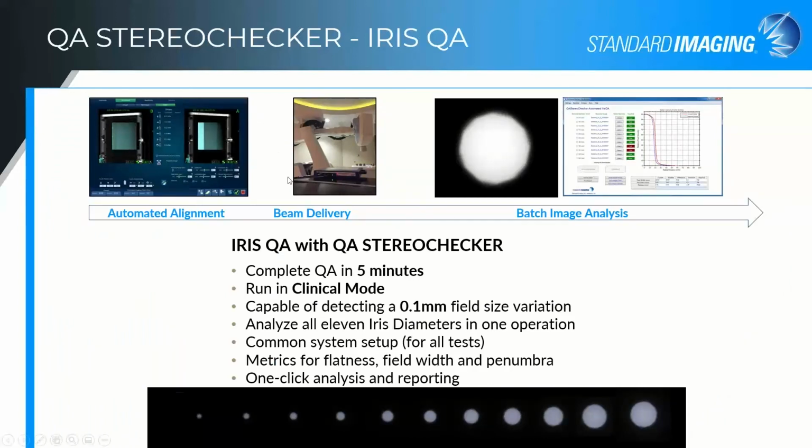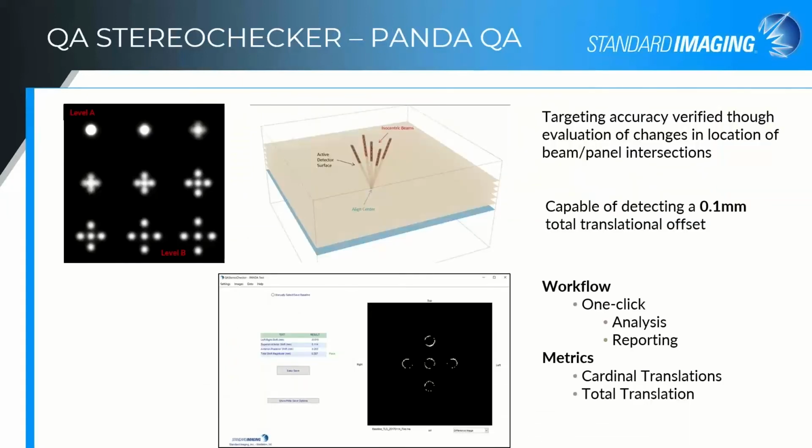So a little bit about the Iris QA. You can look at every one of the iris sizes in one delivery. Since we're collecting the images live with the panel, it can collect and perform the analysis and get you your results very quickly. I see I neglected to update screenshots. There should be new screenshots here for the updated version of the software, but it works quite seamlessly: you push the button, do your delivery, and it does all the analysis for you. You get your metrics for flatness, field width, penumbra, all of the things that Accuray recommends there.